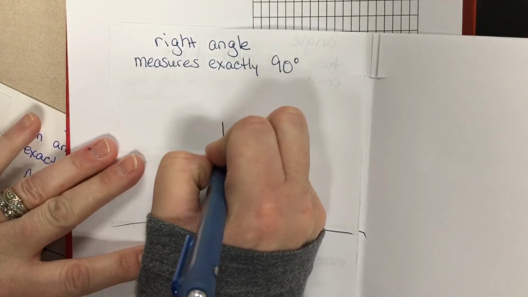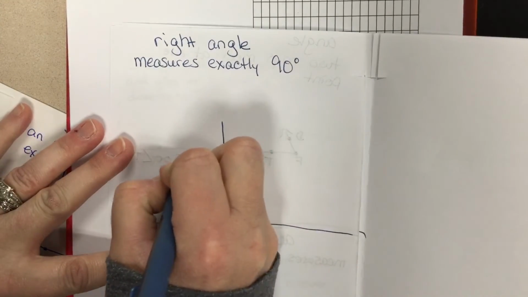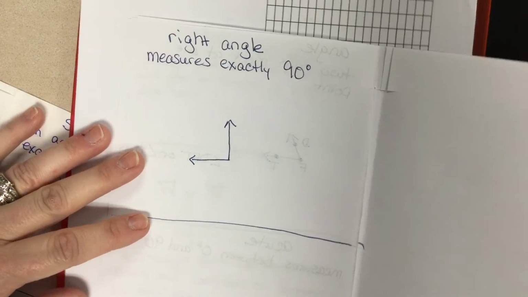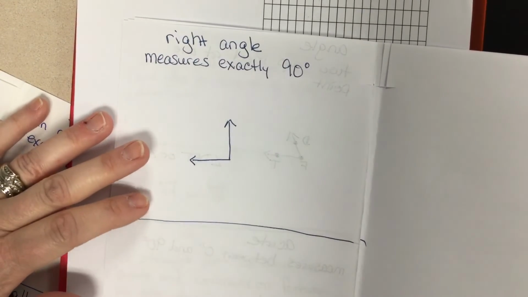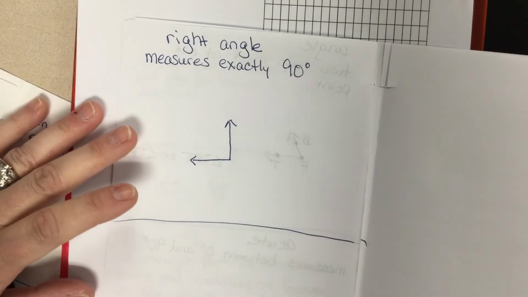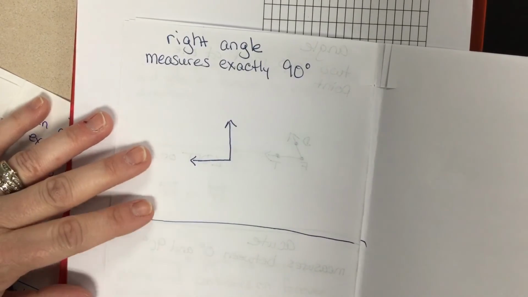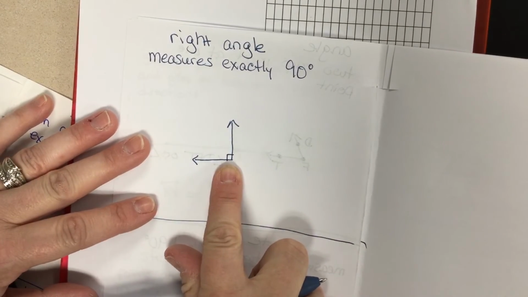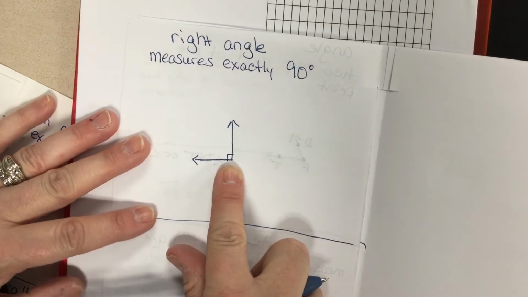This is your perfect corner, is what I call it. There's going to be a clue that you'll start seeing that lets you know this is a 90-degree angle. That clue is this little box here. That little box means it's a 90-degree angle.